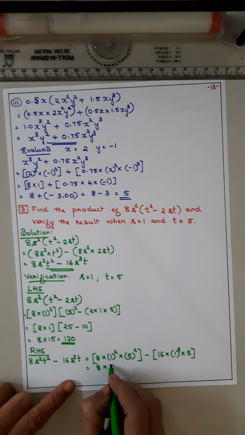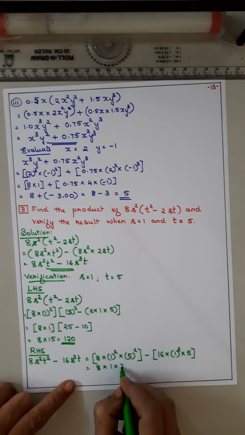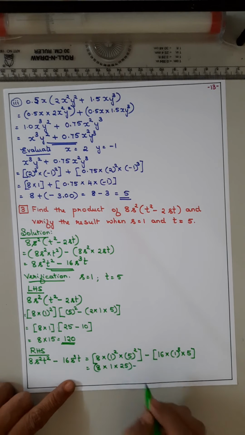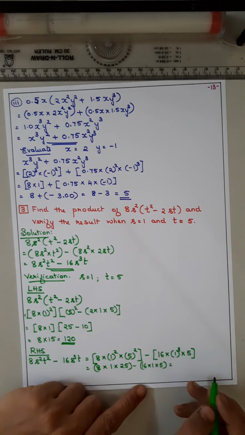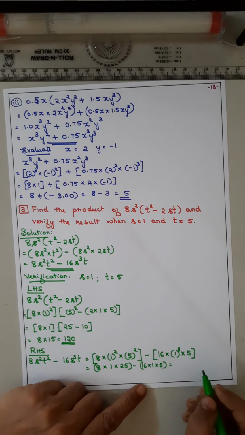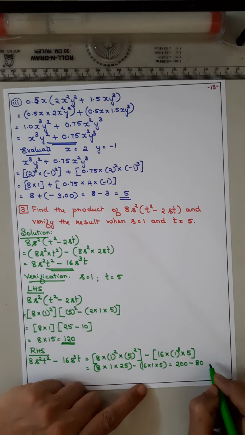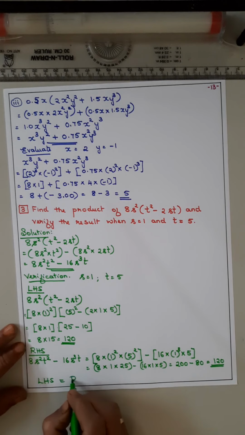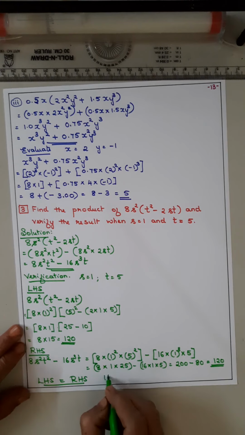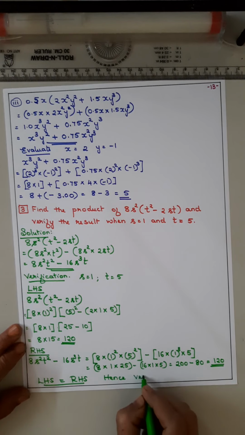Okay, now it will be 8 into 1 into 5 5s are 25 minus 16 into 1 into 5. Now 25 8s are 25 4s are 100. So 25 8s are, it will be 200 minus 16 5s are, it is 80. So you got 120. So LHS is equal to RHS, hence verified.